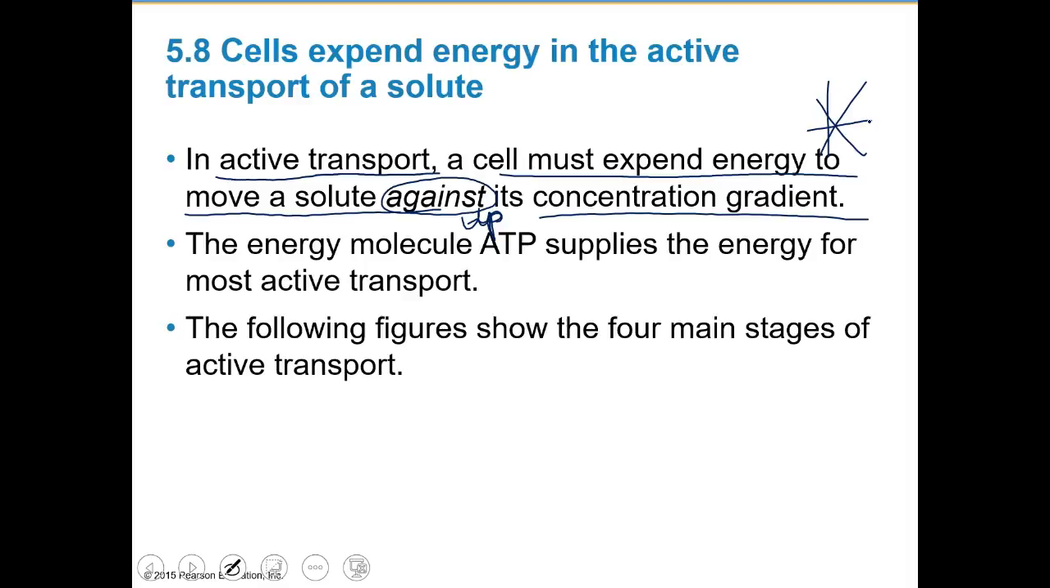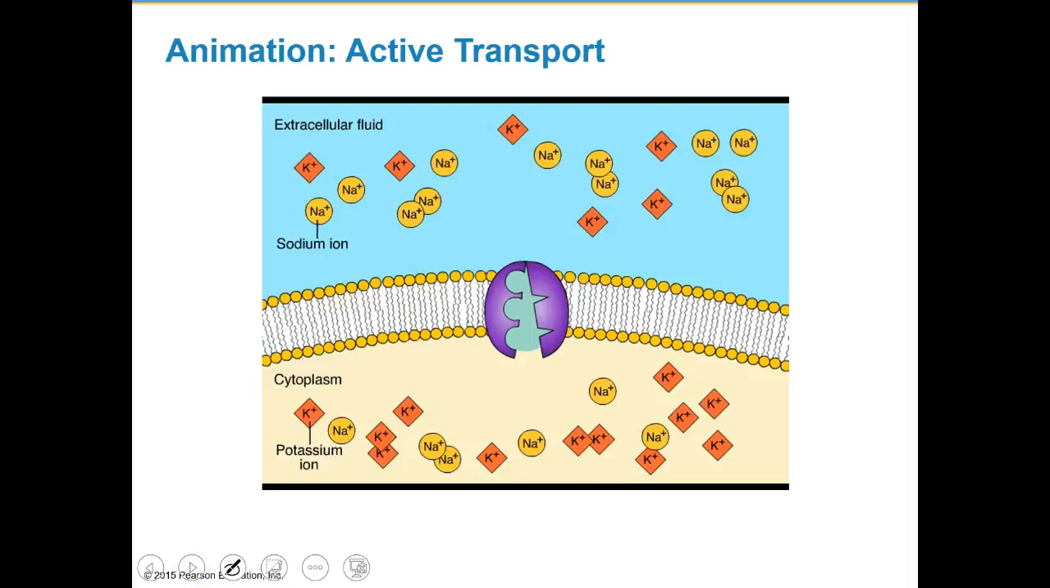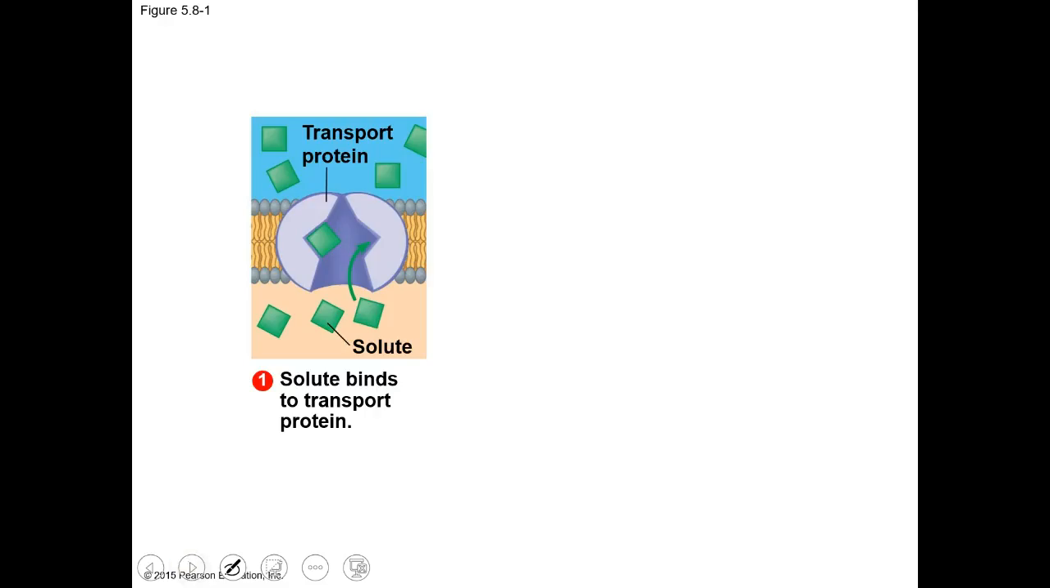So the energy molecule ATP supplies the energy for most active transport. Okay, so ATP. It's a little molecule we'll talk about later. But the following figure shows the 4 main stages of active transport just so we can sort of see it. I'll put up the animations.